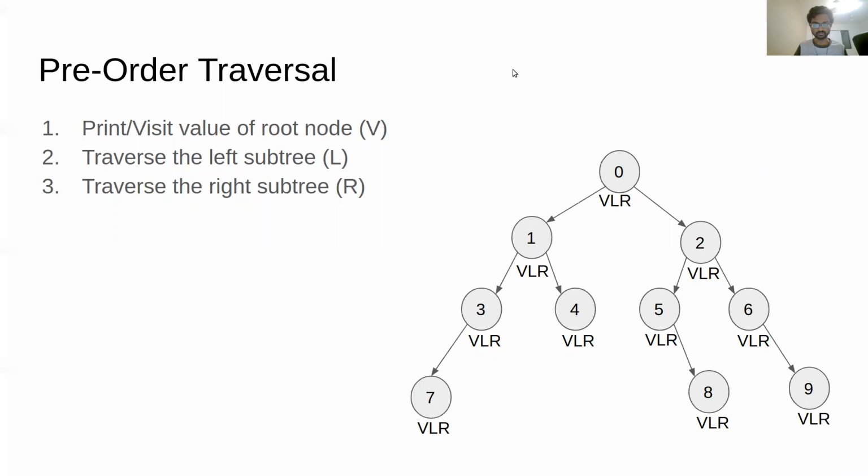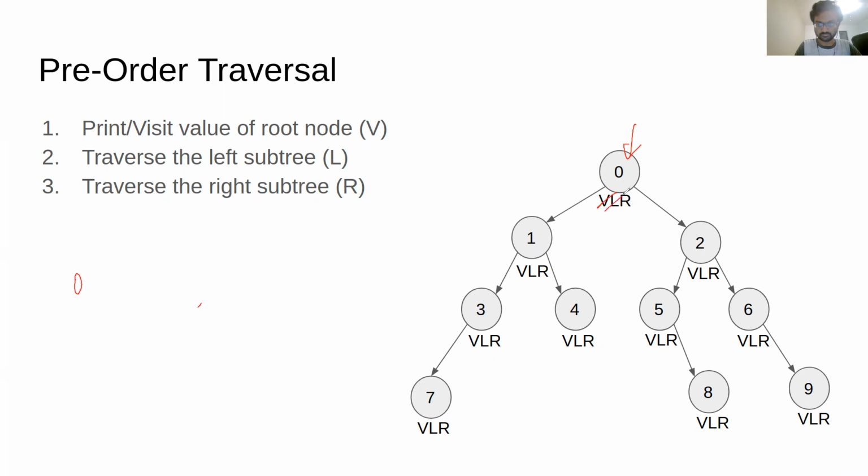So in pre-order traversal, we have this order: we visit the node first, or we print the value, then we traverse the left subtree, and then we traverse the right subtree. So in this example, we are at the root node here, which is 0. We visit the root node, V, and strike off V, so the output is 0.